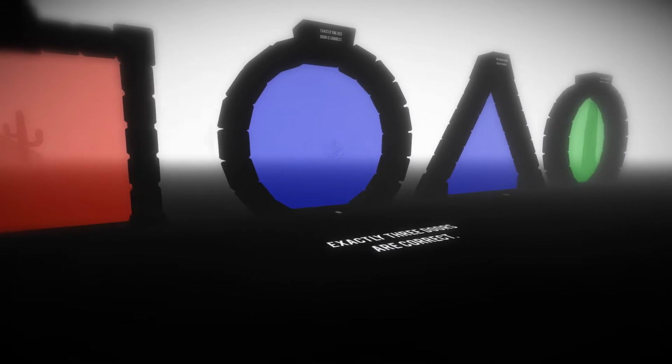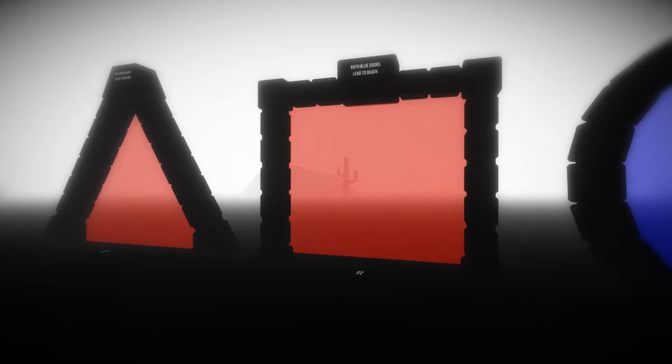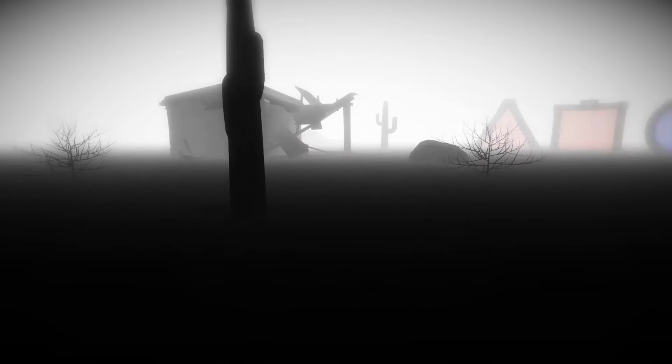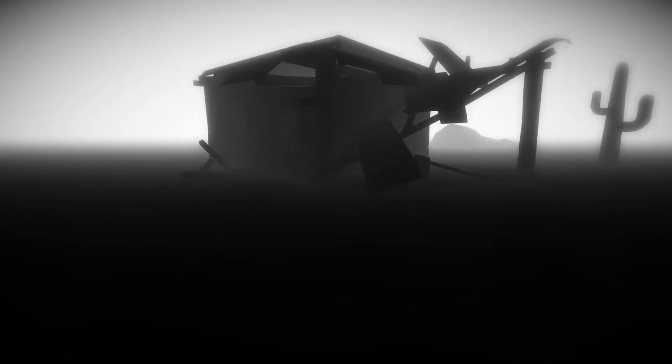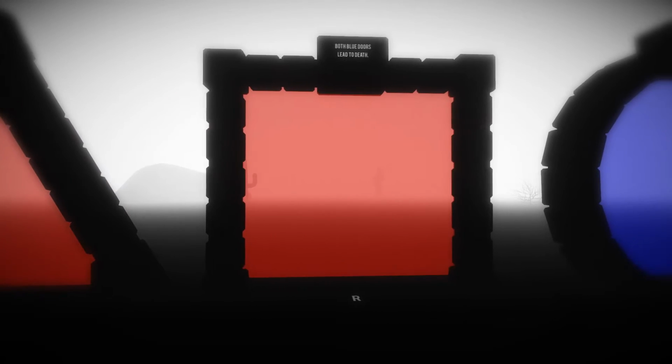Both blue doors lead to death. So death, death. I'll choose an incorrect red. Both blue doors lead to death. The green door leads to bacon. So I think it's this one? Nope. Okay. Yeah, alright. Oh, look at this. I didn't see this before. Someone's busted up house. Okay, this leads to death.